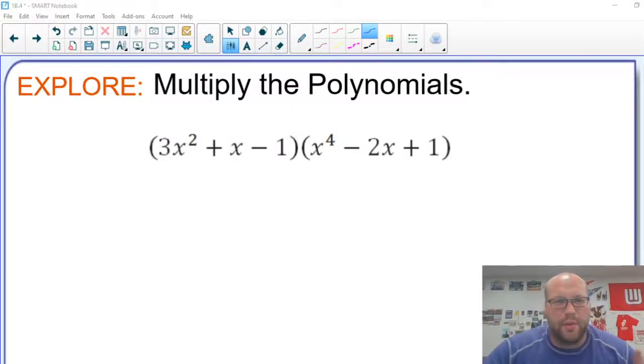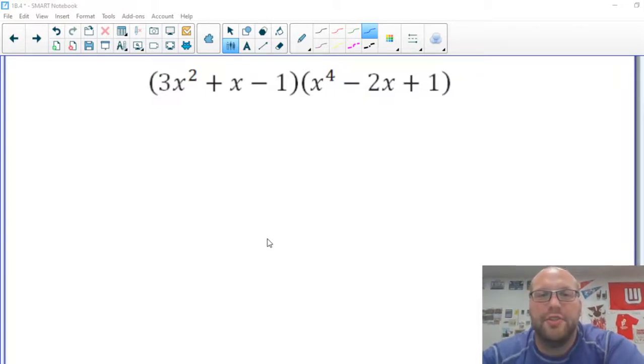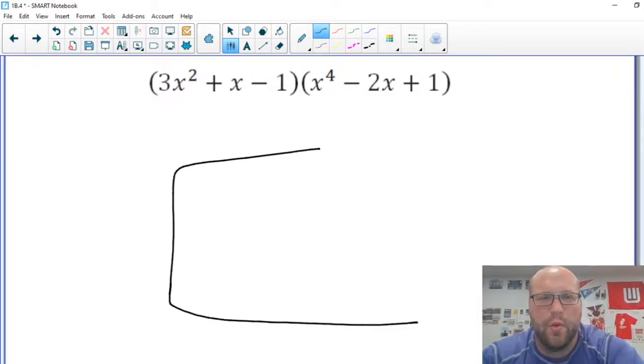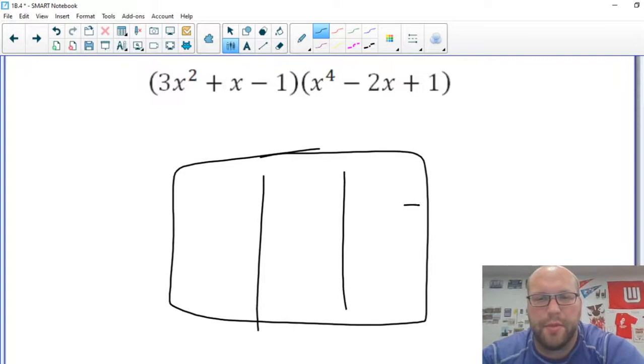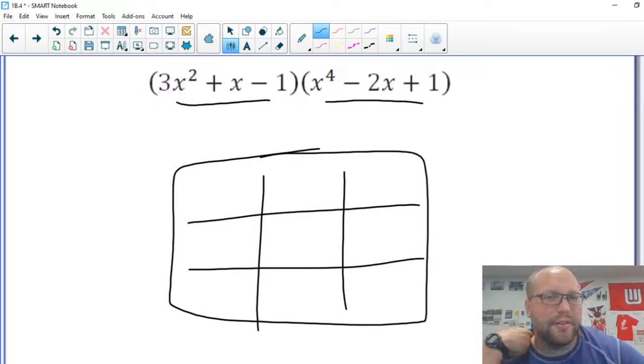For our summary today, I actually want to do one of the explore problems, but then also wrap it up with reversing this process. So one major topic today is multiplying. We'll practice this, and if you notice in this particular problem, there's three terms multiplied by three terms. So I need that area model to be the case.